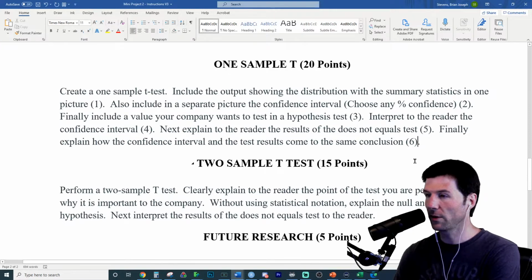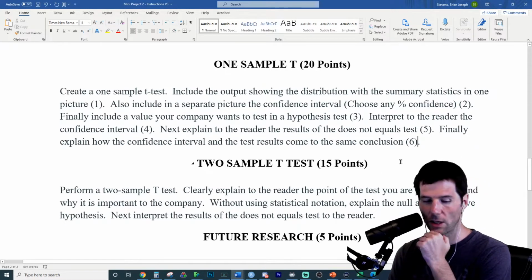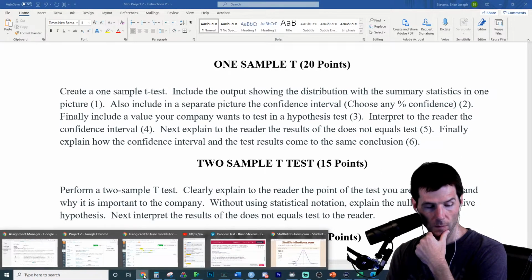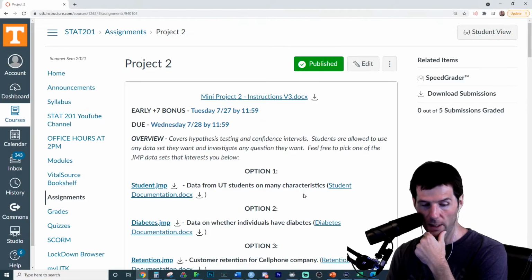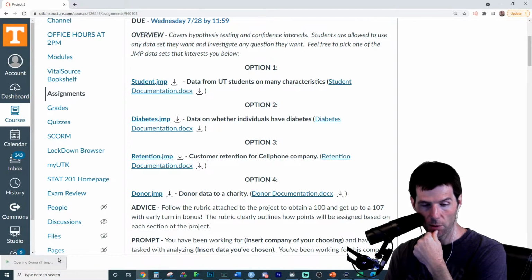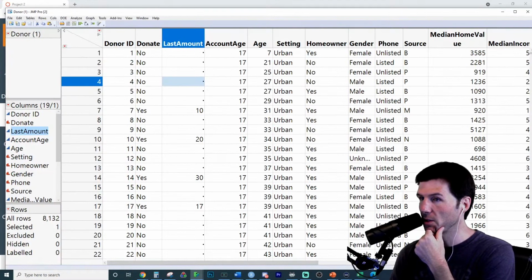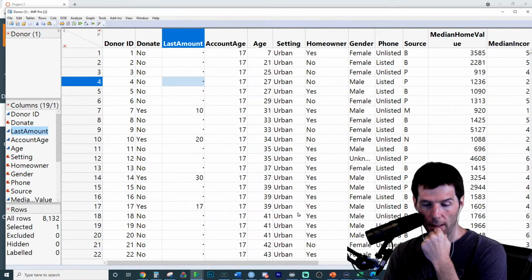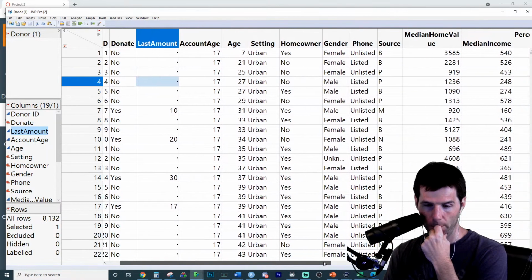So let's go ahead and look at this right here and do an example. I'm going to switch data sets maybe, because I don't want to do all from one data set. Let's hop over here to the donor data set, because we did one from the student earlier. Okay, donor data set. This is donors to a campaign right here. Let's take a look.